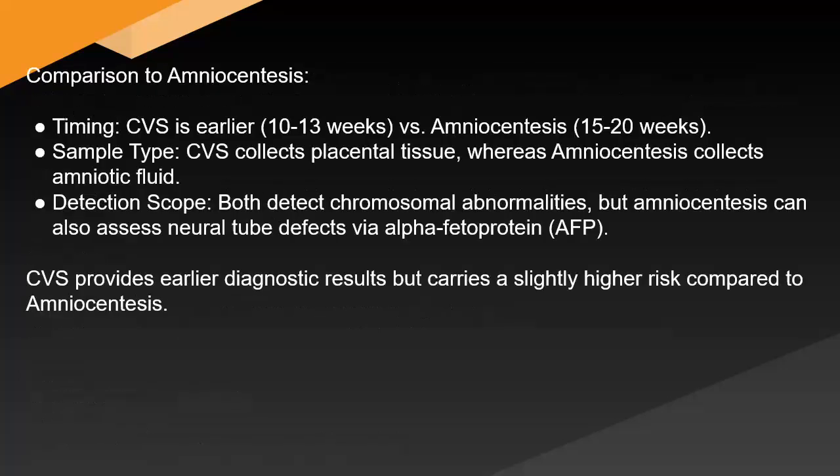Comparison to amniocentesis. Timing. CVS is earlier, 10–13 weeks, versus amniocentesis, 15–20 weeks. Sample type. CVS collects placental tissue, whereas amniocentesis collects amniotic fluid. Detection scope. Both detect chromosomal abnormalities, but amniocentesis can also assess neural tube defects via alpha-fetoprotein. CVS provides earlier diagnostic results, but carries a slightly higher risk compared to amniocentesis.